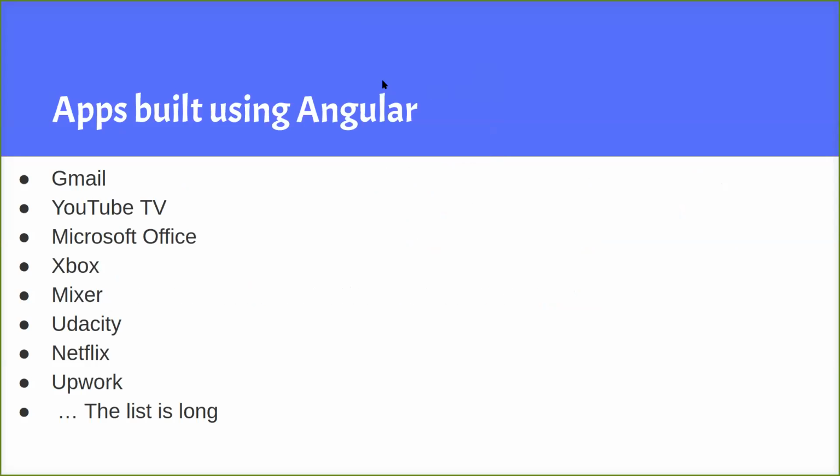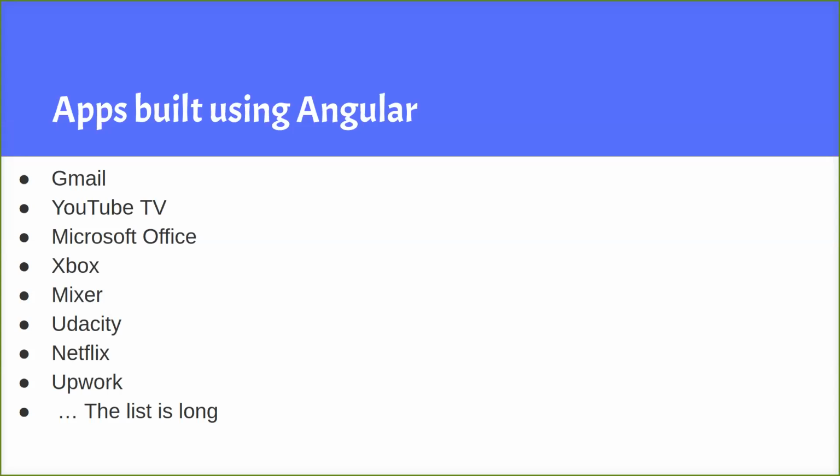So, apps built with Angular. We have Gmail, YouTube TV, then Microsoft Office, Xbox, Udacity, Netflix, Upwork. The list is very, very long. Most of the tech at Google is basically built around Angular. Most of it, not everything. Microsoft Office is one product that usually amazes me in terms of how they have incorporated many things together. Office is built using Angular.